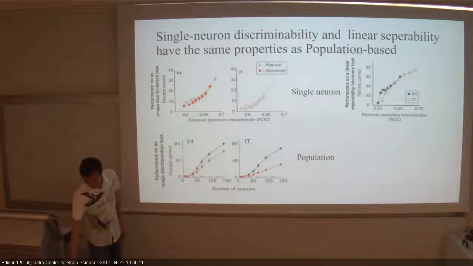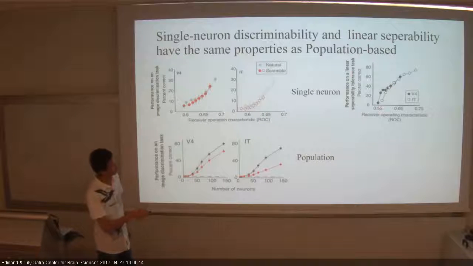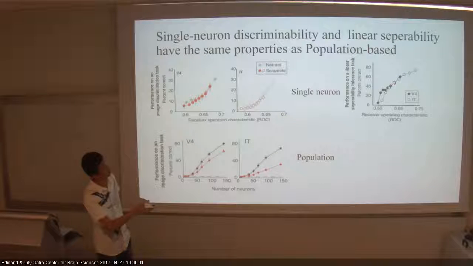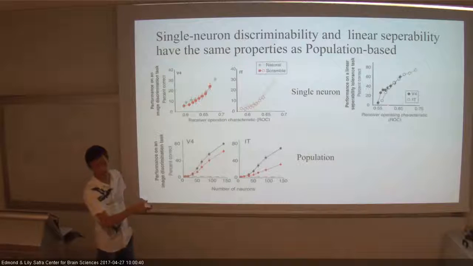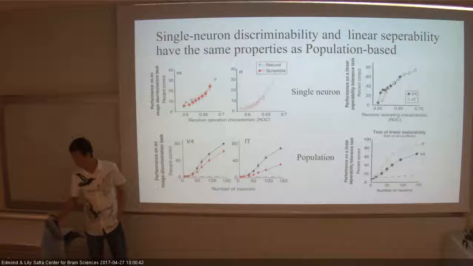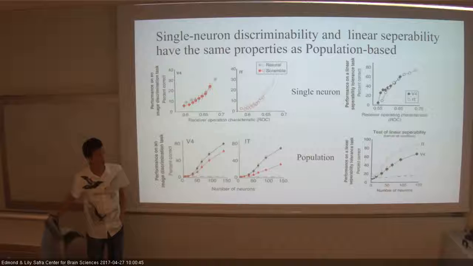So we see that this axis is ROC, and this axis is the performance of linear separability. You see here, the first bin of IT is higher than the first bin of V4, the second bin is higher than the second bin of V4, and so on and so forth. So we can also conclude that at the single neuron level, IT performs better than V4, right? This is compatible with the population result we saw before.